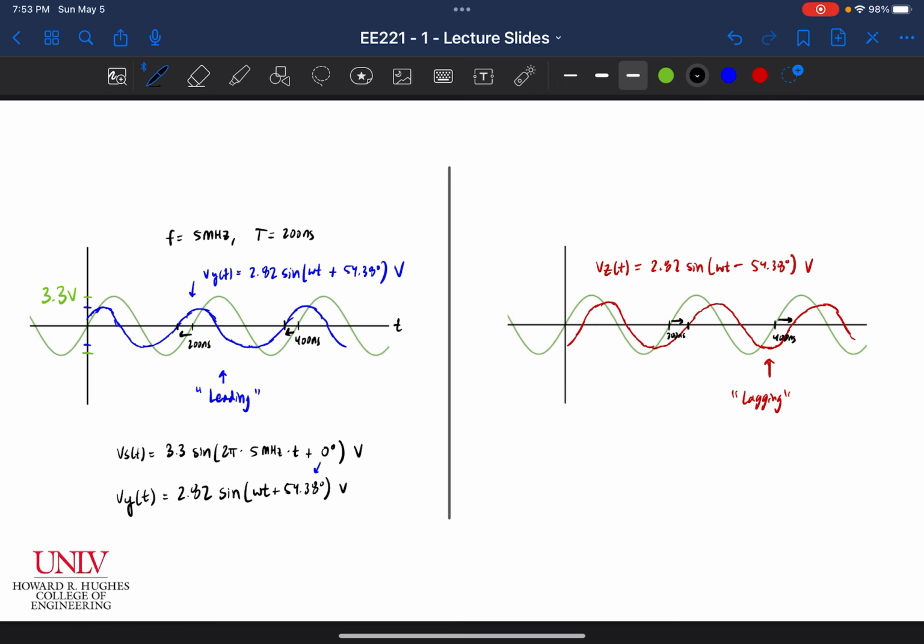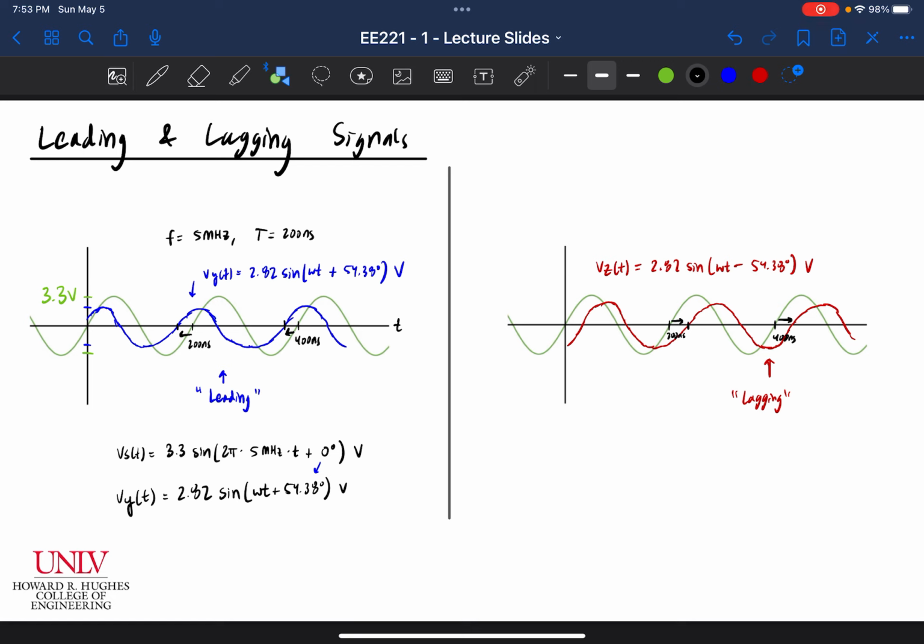Okay, so that right there is important nomenclature we're going to use. We'll say this signal is leading or this signal is lagging by this much. You'll hear that terminology quite a bit. It's really important moving forward in this class and in electrical engineering in general. So let me write it at the top of the slide, leading and lagging signals. And definitely keep this one in your back pocket. It's going to be important. I'm going to use this terminology from this point forward.